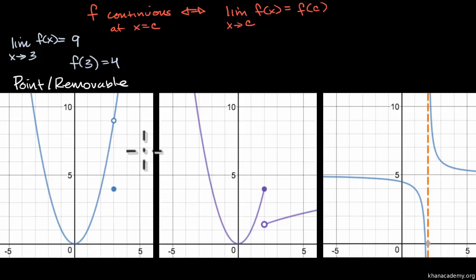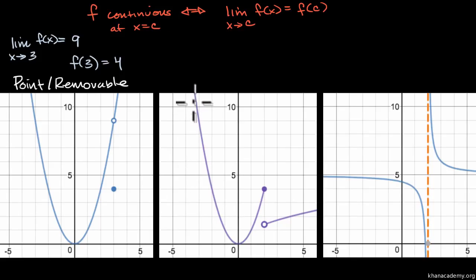You might see other circumstances where the function isn't even defined there. And so once again, the limit might exist, but the function might not be defined there. So in either case, you aren't going to meet this criteria for continuity. And so that's why a point or removable discontinuity is discontinuous with regards to our limit definition of continuity. So now let's look at this second example.